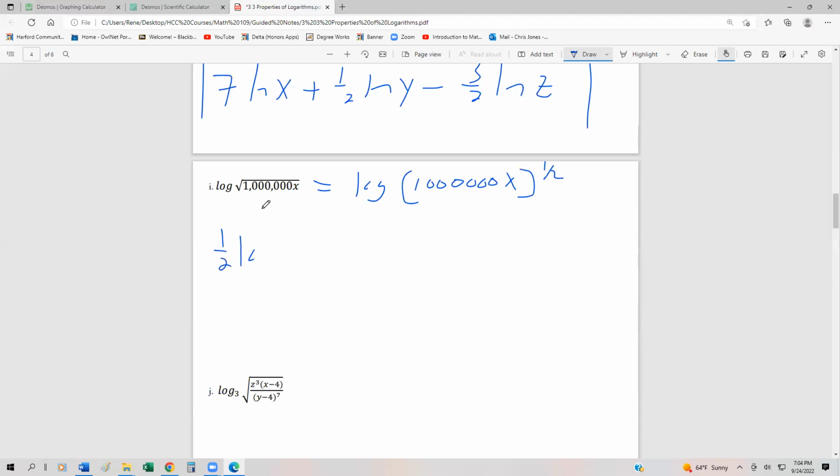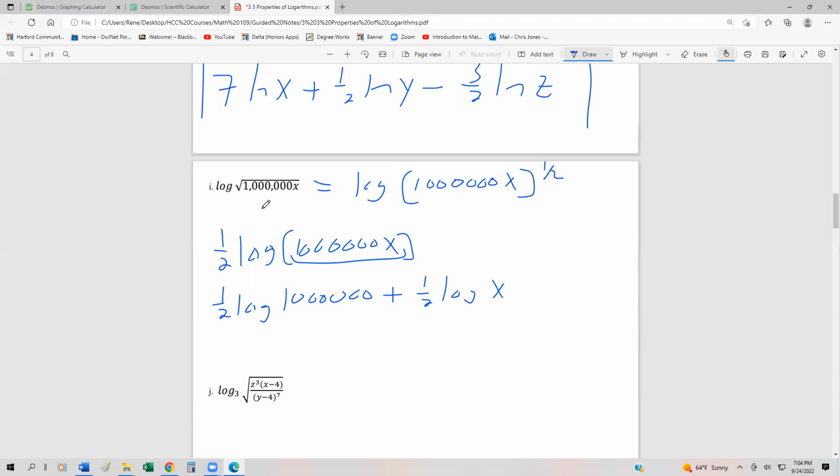So we get 1/2 log of quantity 1,000,000x. Then we're going to break it up into two logarithmic statements, because we have multiplication in here. So this now becomes 1/2 log of 1 million plus 1/2 log of x.